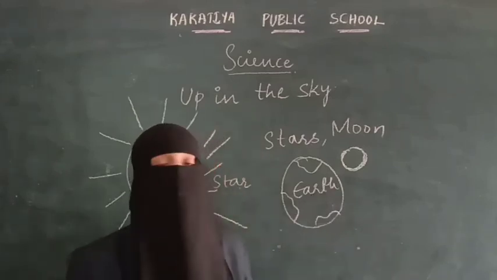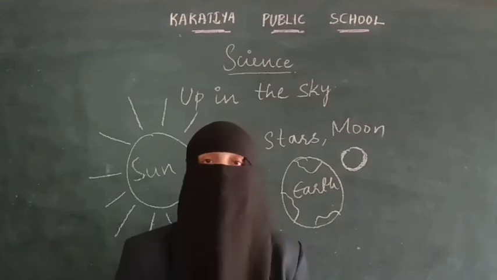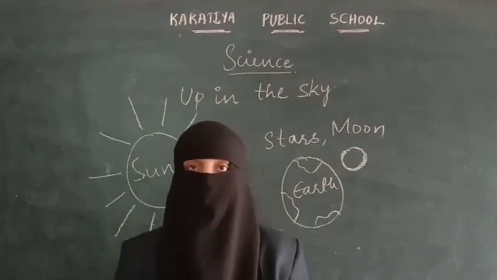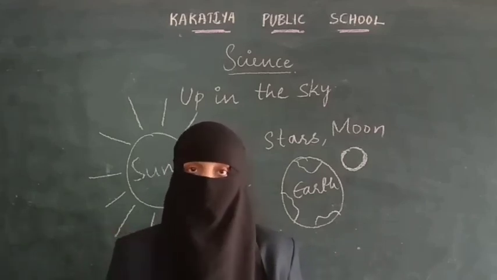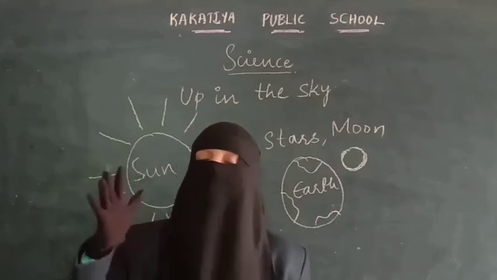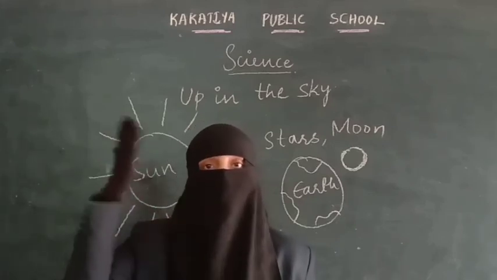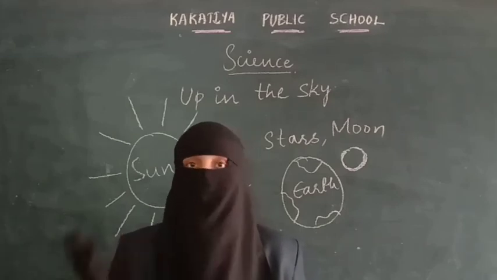And stars are also visible in the night time. As I said, there are different shapes of the moon: crescent moon, complete moon, and the half moon. And these are the objects which are present in the sky. They are very high up in the sky. We can't see them closely, we can't touch them, right?